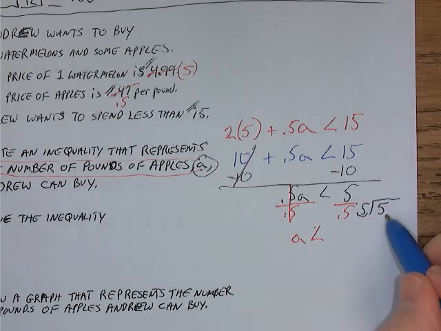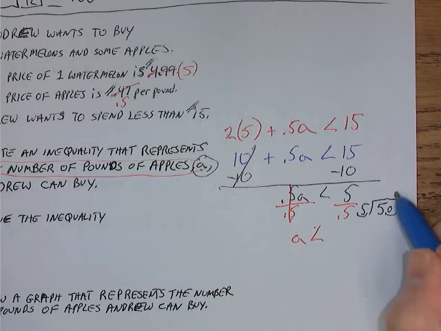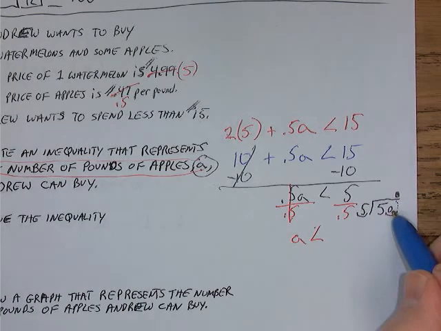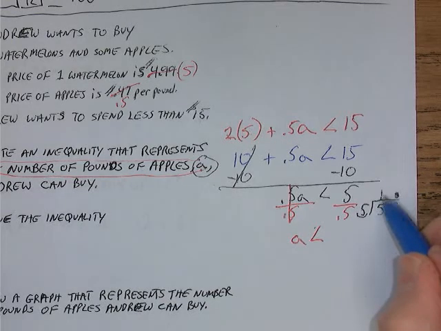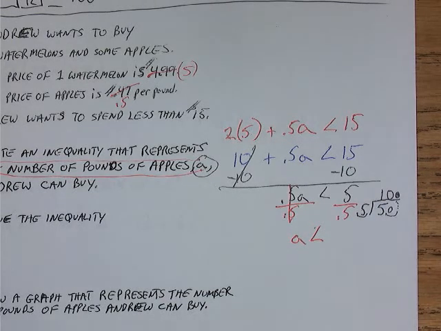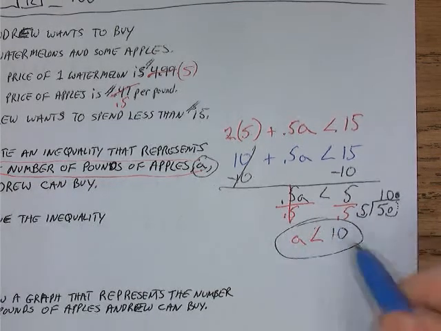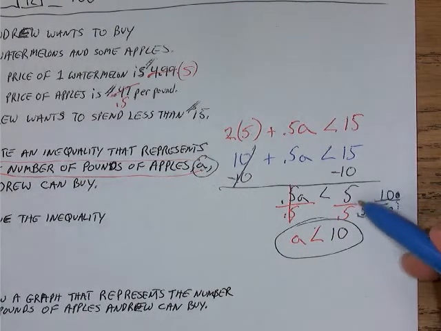Now, I need to move this over 1 space. So here's a decimal here. I would move it over 1 space, and then bring it straight up. So really what I have is 5 into 50. 5 goes into 50 10 times. So this is 10. Again, there's many ways of doing this. So a is less than 10.